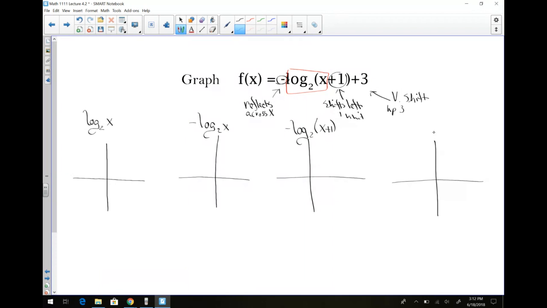So up 3. This is where we write our last little part here. We know that this is going to be the graph that we want. So log base 2. It looks like a lot, doesn't it? But if we take this step one at a time, we will get this graph perfect.